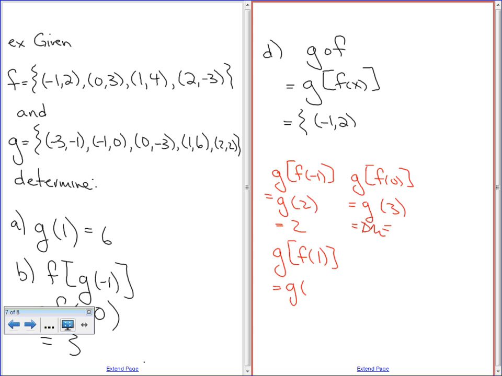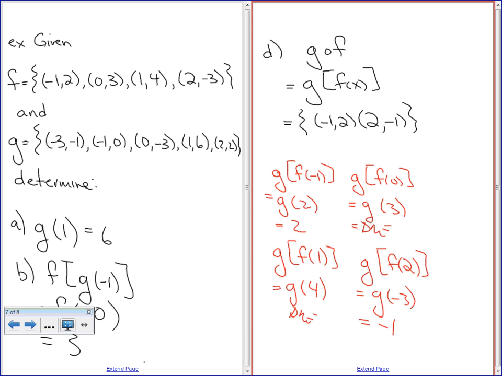Then my next x value, which is 1. f at 1 is 4. g at 4, there isn't one, so I can't do it. Then my last x value in my f function is 2. f at 2 is -2, g at -2 is -3, and g at -3 is -1. So I started with 2 and ended up with -1. That would be my g circle f.